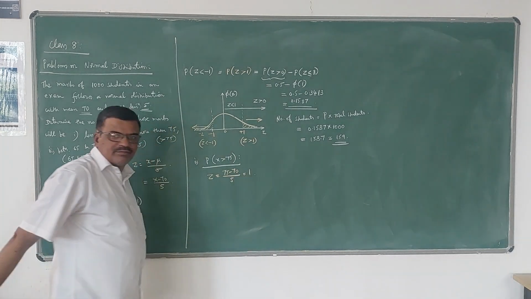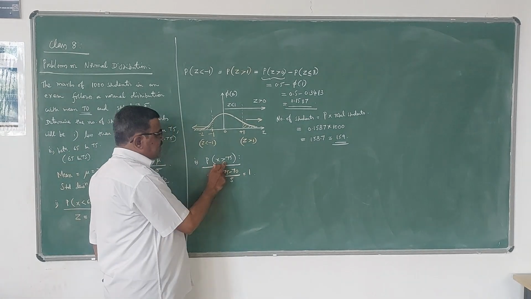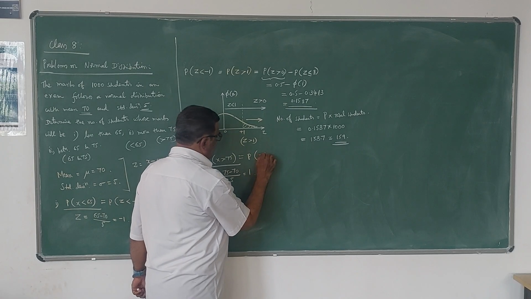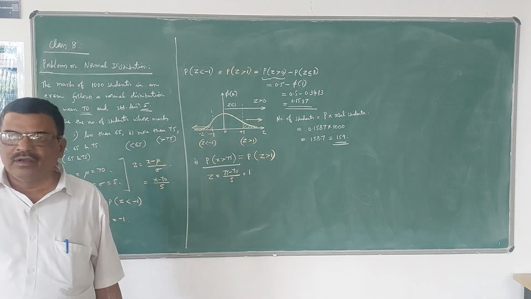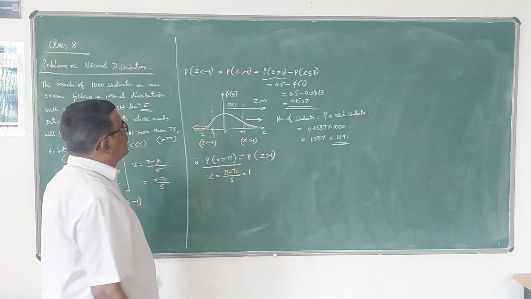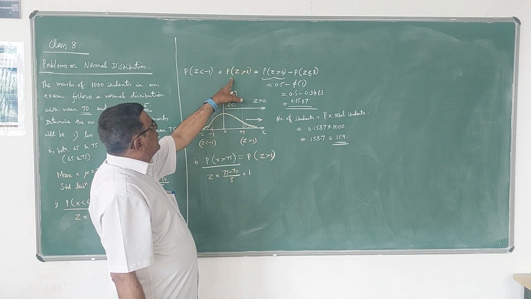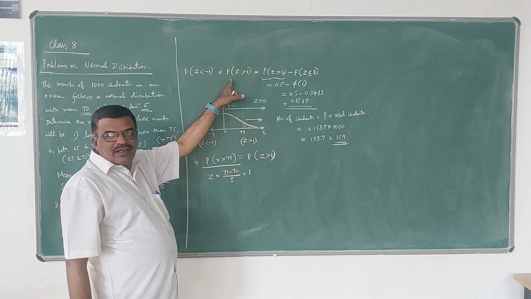1 comes. Correct? That means finding P of x greater than 75 is the same as finding P of z greater than 1. P of z greater than 1, you are getting the same answer.